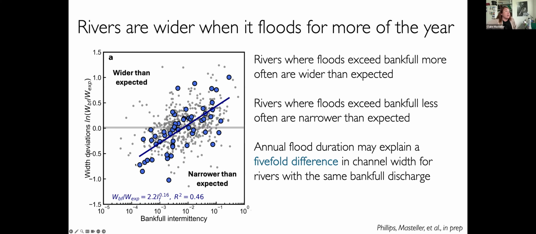And so what we see here is that those deviations in width go from narrower than expected to wider than expected with increasing bankfull intermittency. What that means is that our rivers tend to be wider when it floods for a larger fraction of the year. So rivers that exceed bankfull more often are wider than we expect. Rivers that exceed bankfull less often are narrower than we expect. And we find that these differences in annual flood duration may explain a 5-fold difference in channel width for rivers with the same bankfull discharge. And so this flow frequency seems to really matter.